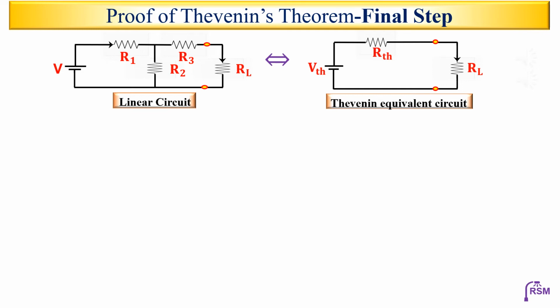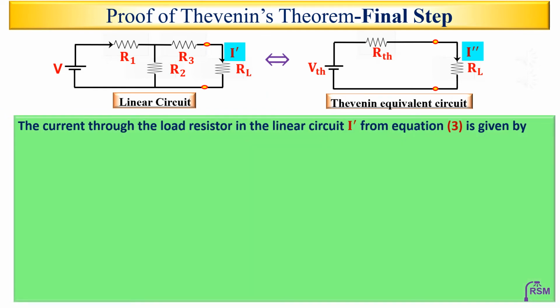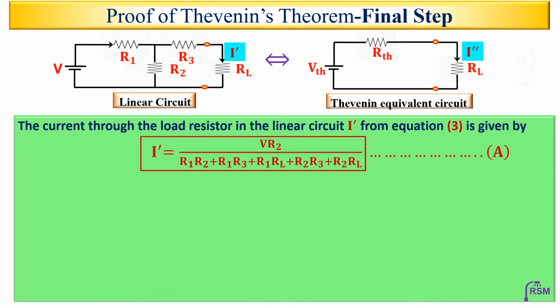The Thevenin's theorem is said to be verified if the current through the load resistor in case of a linear circuit is same as that of the current through the load resistor in case of a Thevenin's equivalent circuit. For that, we have to compare the expression of I prime with that of I double prime. The current through the load resistor in the linear circuit I prime from equation 3 is given by I prime is equal to V into R2 by R1 into R2 plus R1 into R3 plus R1 into RL plus R2 into R3 plus R2 into RL. Call that equation A.